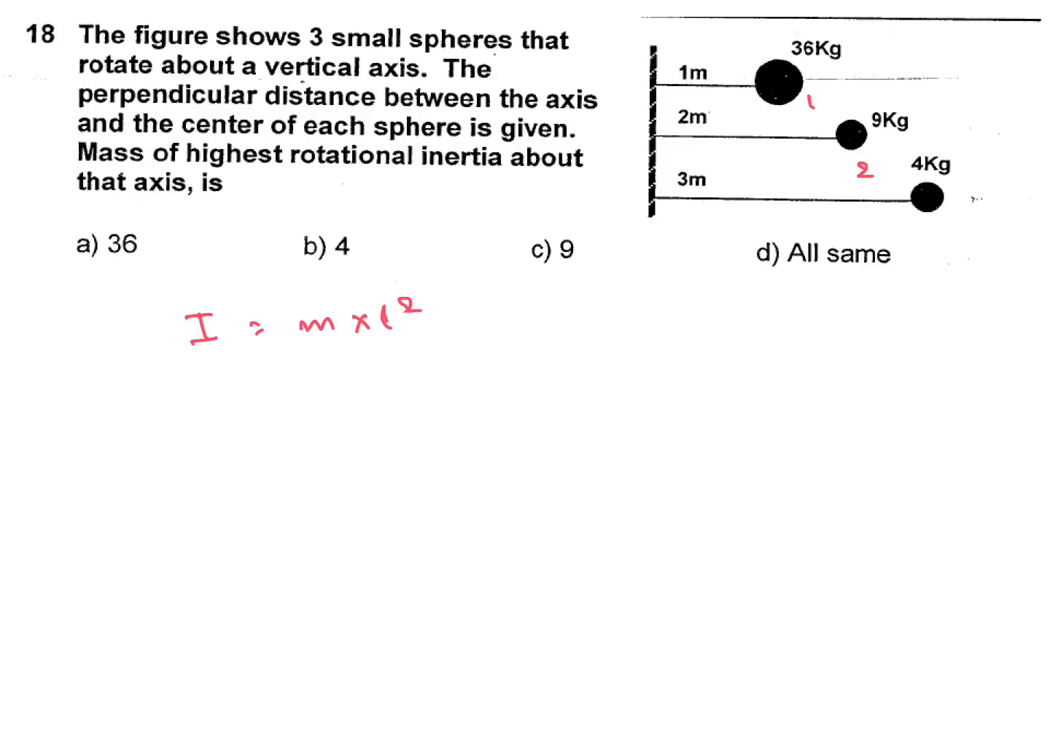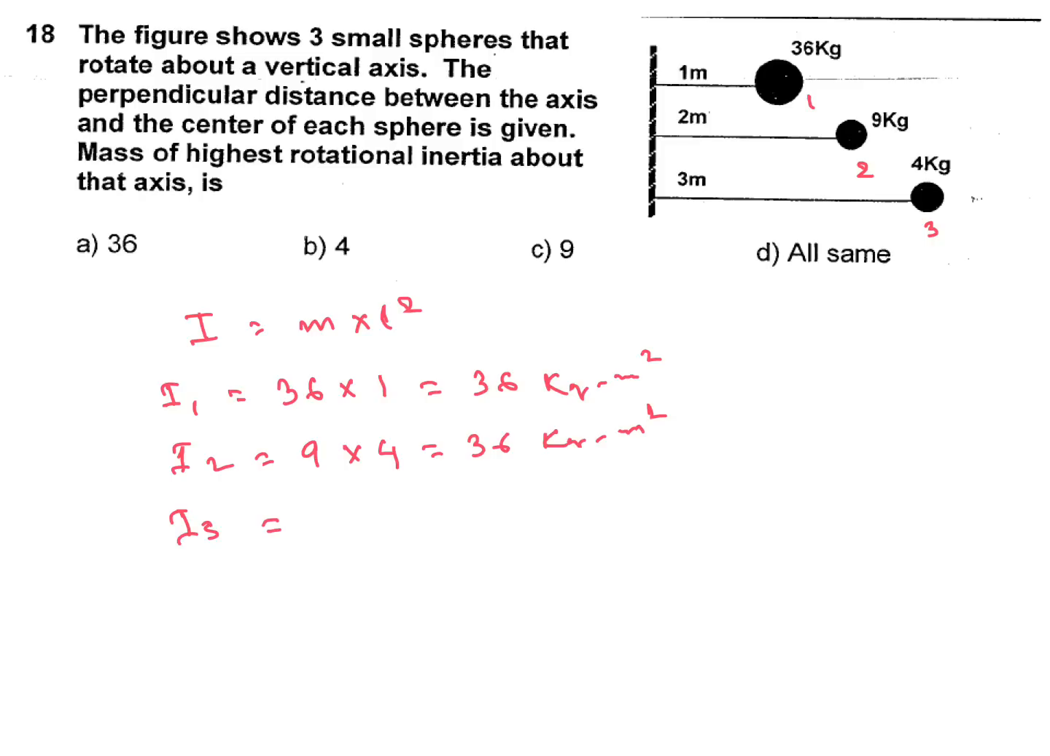So we take the three masses. For I1, mass 1 is 36 kg into distance 1 meter squared, which is 36 kg m². I2 is 9 kg into 2 squared distance, which is 36 kg m². I3 is 4 into 3 squared, which is 9, so 36 kg m². So I1 equals I2 equals I3. All have the same rotational inertia. So D is our answer.